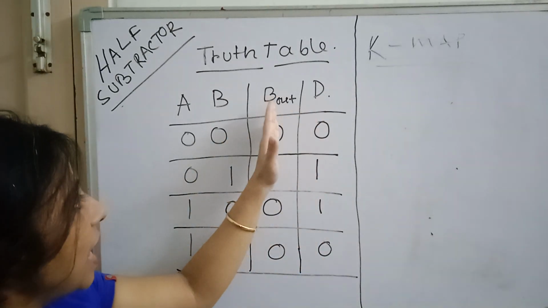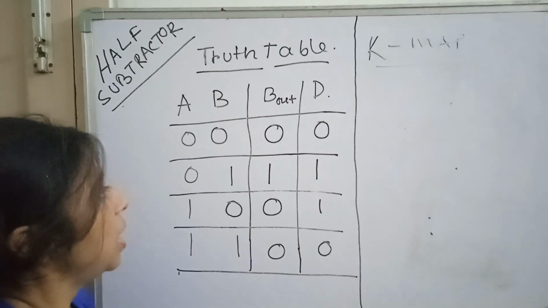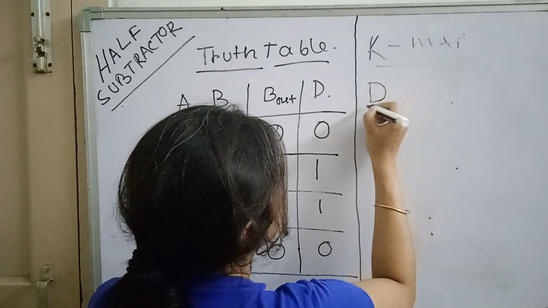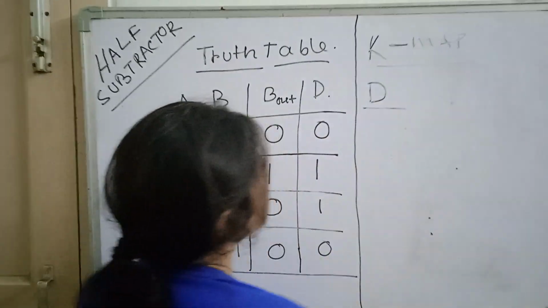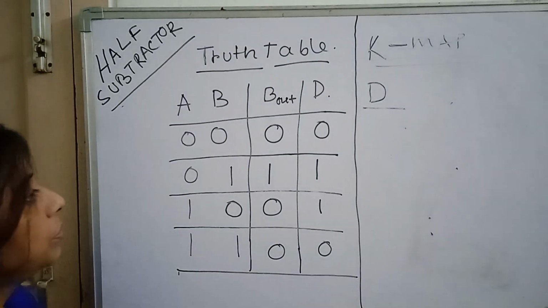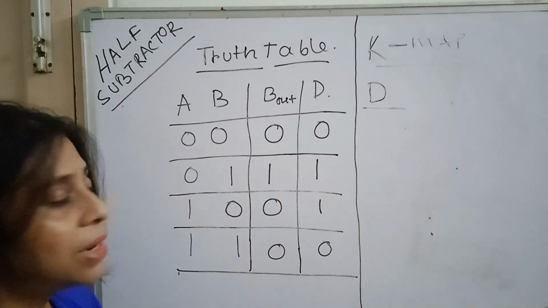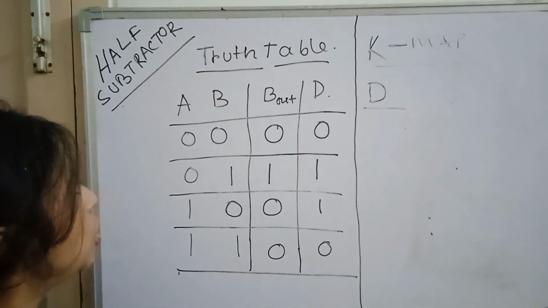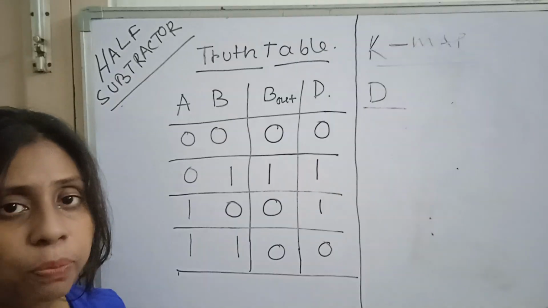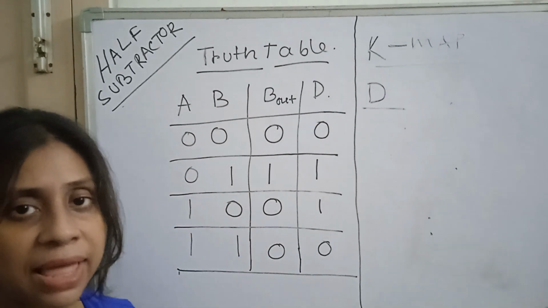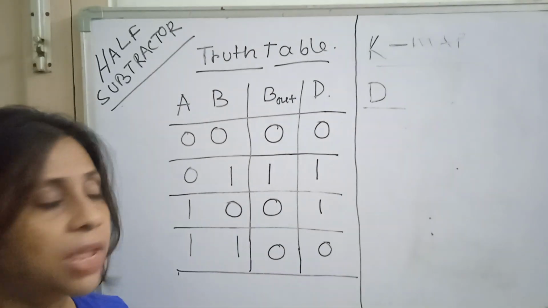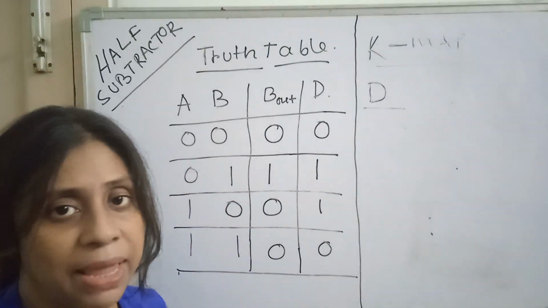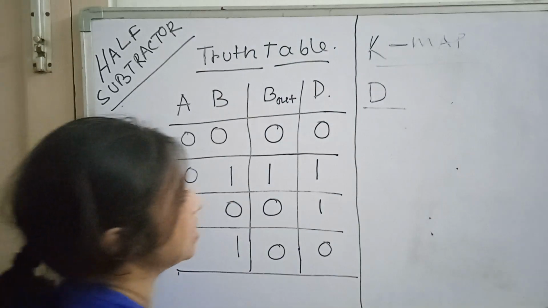One is for D, another one is for B out. Now first let us do the KMAP for difference. How many boxes will be there in this KMAP? There are 2 input lines A and B, so there will be 4 boxes. The number of boxes will be 2 to the power of 2, so 4. This is a 2 variable KMAP because there are 2 input lines.